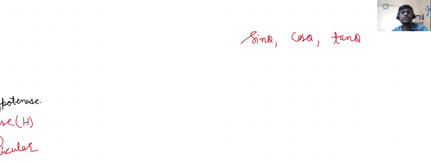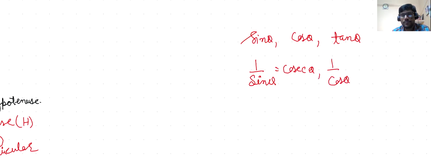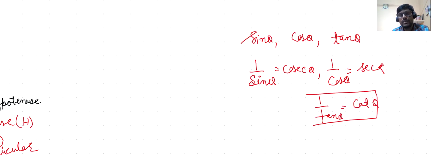And if these ratios are to be inverted, 1 upon sine theta is written as cosec theta, 1 upon cos theta is written as sec theta, and 1 upon tan theta is known as cot theta. So these are the three remaining ratios.